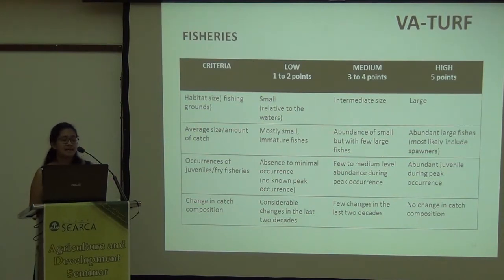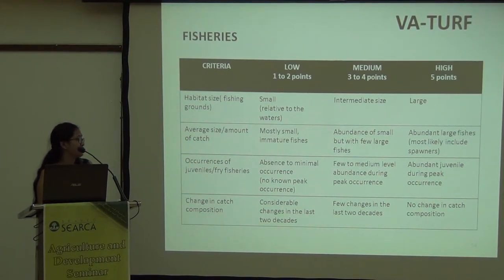For the average size and amount of catch, you can see here that mostly small and immature fishes are scored low, while abundant large fishes that are most likely spawners are high in adaptive capacity. The reason is, as I mentioned in the introduction, the effect of climate on reproductive behavior. Since fisheries is size selective, they usually target the larger ones. So if you have larger fishes, then most likely you are more adapted to changes because you have more fishes below your trophic level. And the occurrence of juveniles and prime fisheries is associated with the recruitment patterns.